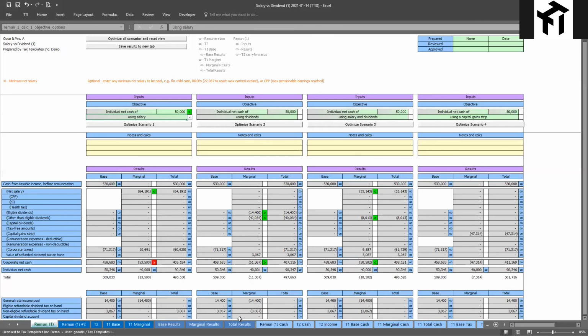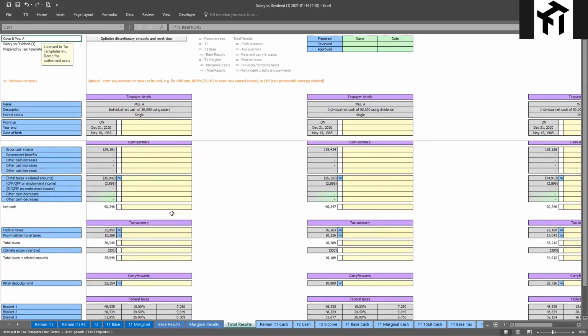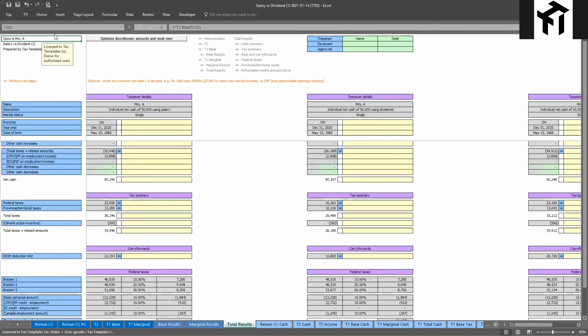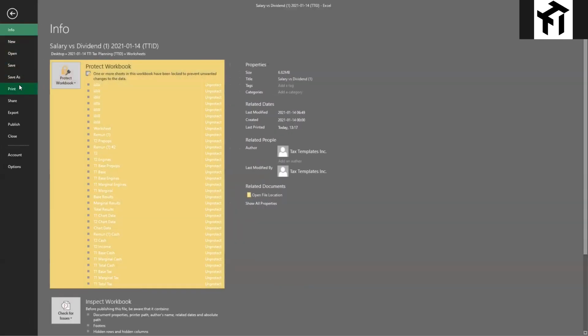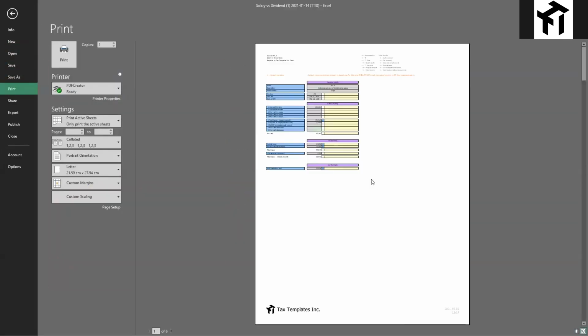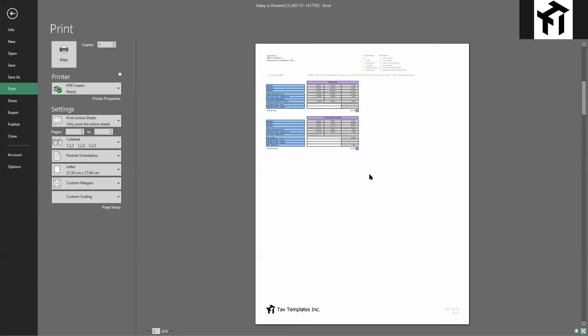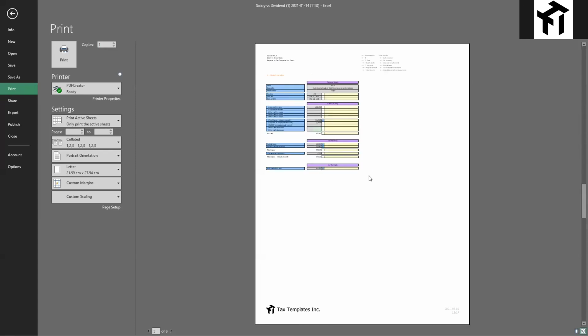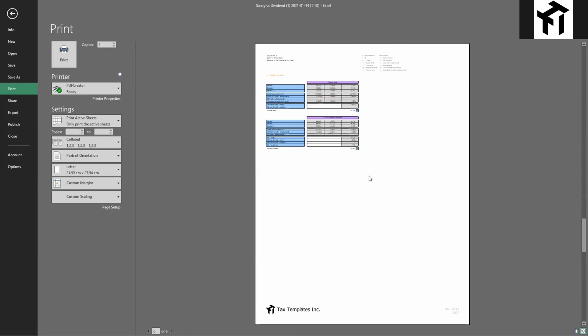Okay. And the specific question was about the total results and how to print this. You have the same flexibility to print this tab as well. It goes on to a few pages because of its length, but you will see that you are able to look at the information.